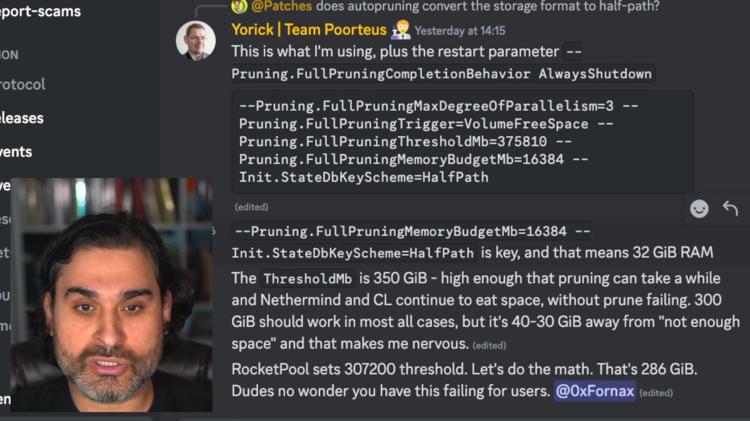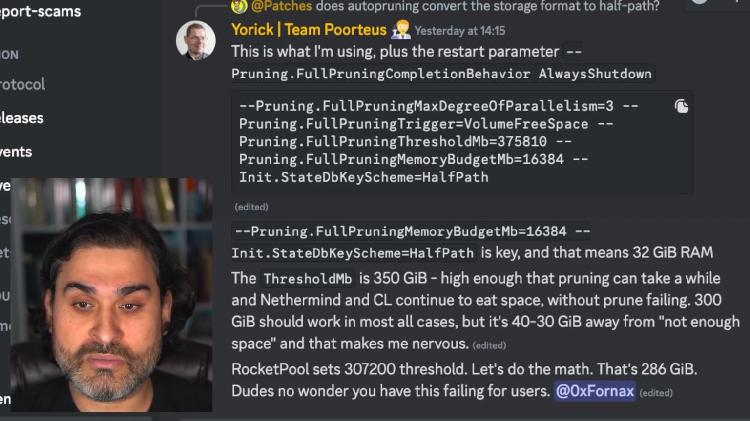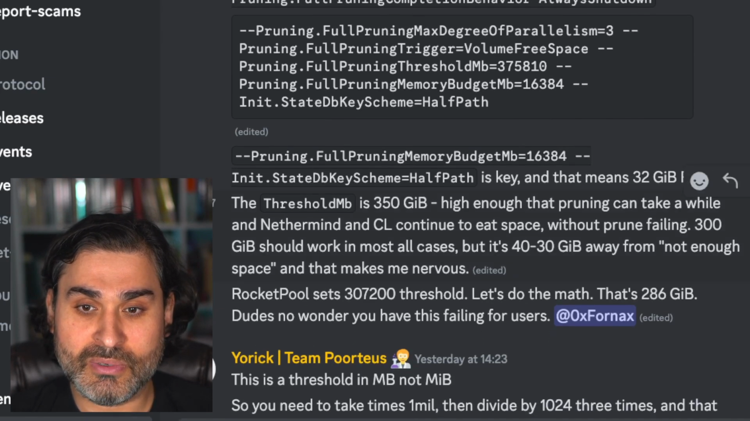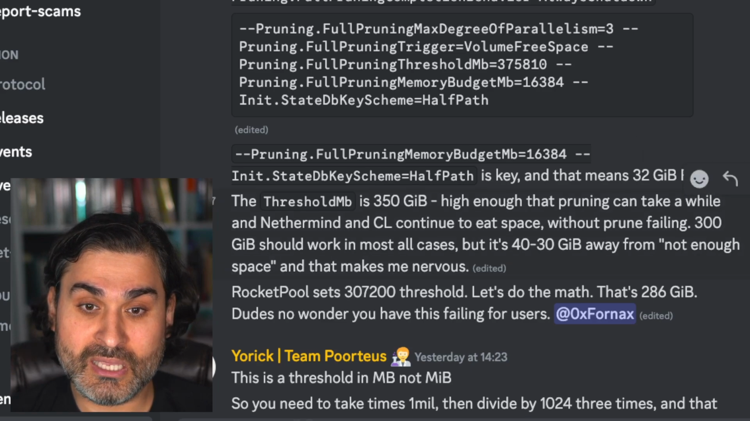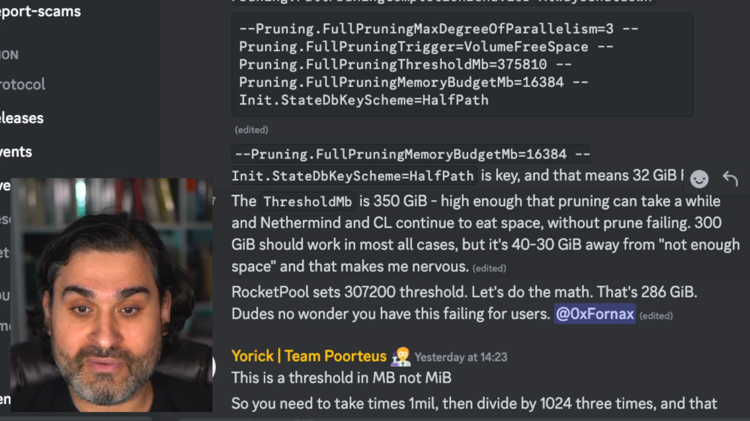He says, this is what I'm using plus the restart parameter. And it says the key is that it means 32 gigabytes of RAM. The threshold MB is 350 gigabytes, high enough that pruning can take a while, and Nethermind and the consensus layer continue to eat space without pruning failing. 300 gigabytes should work in most cases, but it's 30 to 40 gigabytes away from not enough space, and that makes me nervous. It says Rocket Pool sets a 307,200 threshold. Let's do the math. That's 286 gigabytes. Dudes, no wonder you have this failing for users.